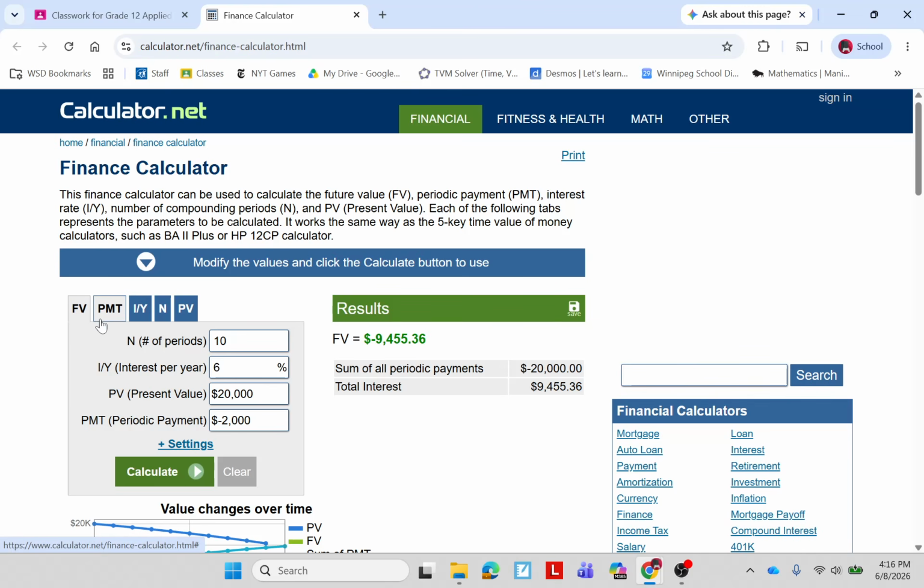But if we wanted to solve for the payments, we would click on that tab. If we want to solve for the interest rate, we could click on that tab, and so on and so on. Like I said, we're looking for the future value. So I'm going to enter in my values. N is 60, interest rate 6.25, present value is 0. We're making monthly payments of $250, and again, we want that to be a negative number.